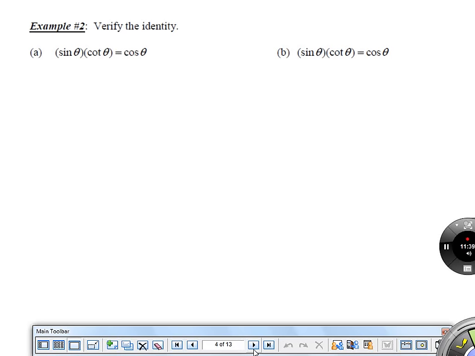The first thing that stands out to me there is the cotangent because I can rewrite it. So how can I rewrite the cotangent? Cosine over sine. Good. So what's going to happen when we multiply sine of theta times cosine theta over sine theta? The sine thetas are going to cancel out. I'll be left with cosine theta, and that's all that I want.